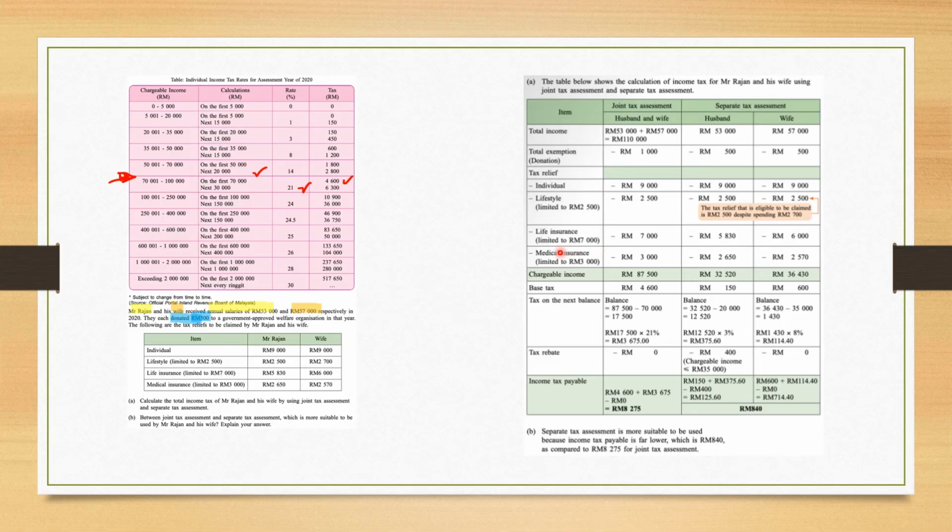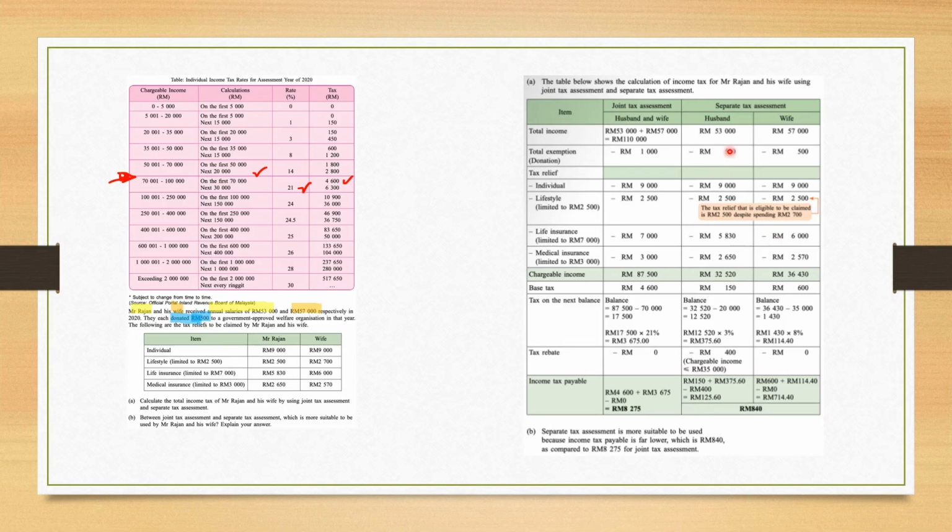And then life insurance, medical insurance, same thing, right? Life insurance 5,830 for your husband is not more than 7,000, so you can use the figure. 6,000 is not more than 7,000 for the wife, so use 6,000. Same thing for medical insurance. Husband 2,750 is not more than 3,000, so use this figure. For the wife, it's not greater than 3,000, so use the initial figure instead, right?